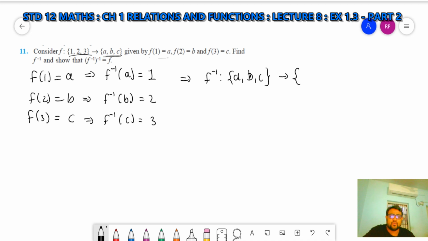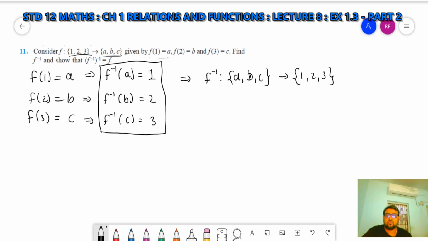What is the codomain? That is 1, 2, 3. The range that I got. Clear, this is F inverse. Okay, so this is F inverse. I found it out such that F inverse A equal to 1, F inverse B equal to 2 and F inverse C equal to 3. Here this is F inverse. Now you have to show F inverse of inverse is F.